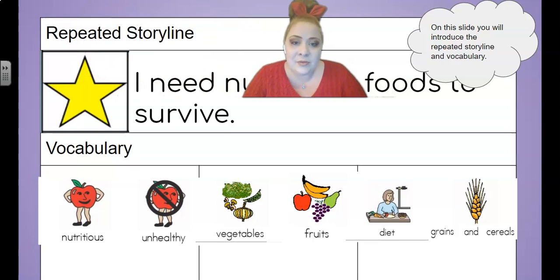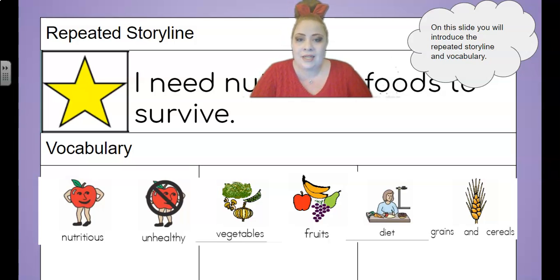All right, on this slide, this is a required slide. You do need to have a repeated storyline and you need to have vocabulary in your lessons. So we have the repeated storyline here. I have just chosen, I need nutritious foods to survive, right?